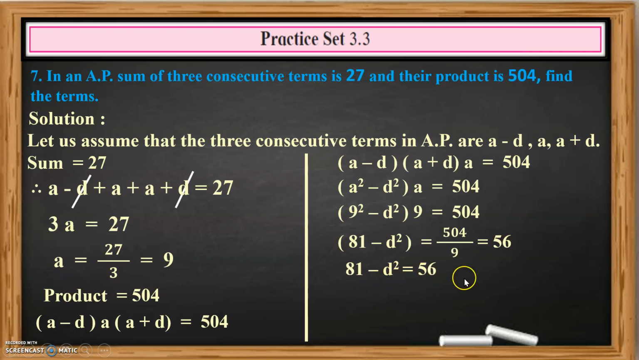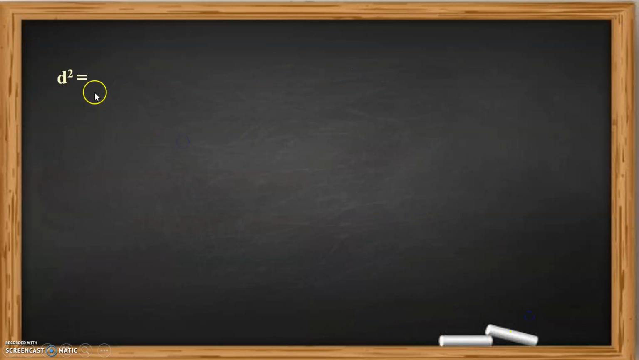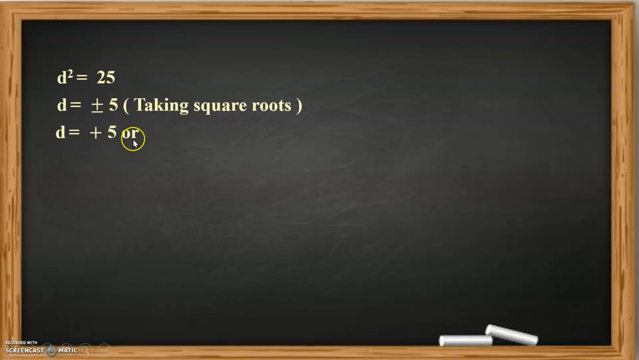Now this d square will go on this side and 56 will come on this side. So you will get 81 minus 56 is equal to d square. So you will get 25 is equal to d square. So we write d square is equal to 25. So when I take square roots, I will get d as plus or minus 5. Now that means d is equal to plus 5 or d is equal to minus 5. Now we have two values of d, okay, and only one value of a. So we have to consider both the values and find out the numbers.